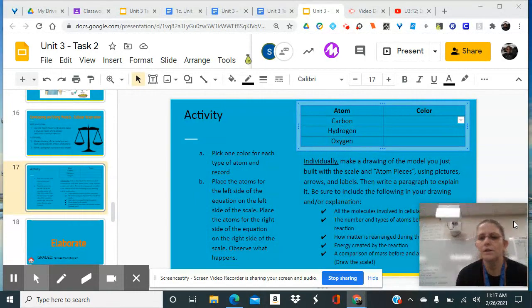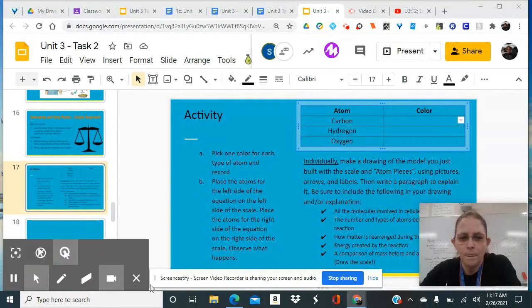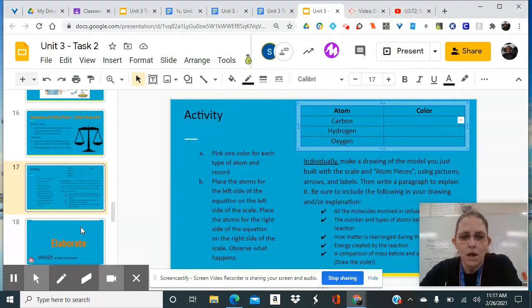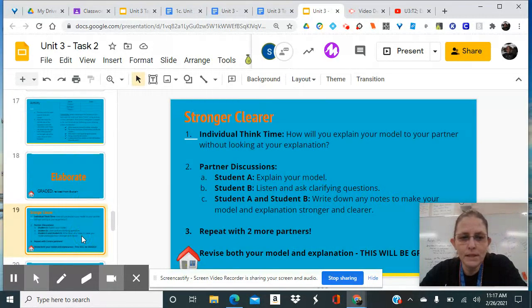And then your explanation is simply you explaining what the cellular respiration is and how it works. Okay? Now, I'm going to go ahead and talk to you about the elaborate section because it goes with explain. When we did elaborate, we're basically going around and just chatting, talking to other people about your model and about your explanation. So your job is to explain your model to someone else using the words that we talked about on the checklist. Now, if you can't do that, that means that you don't understand it.